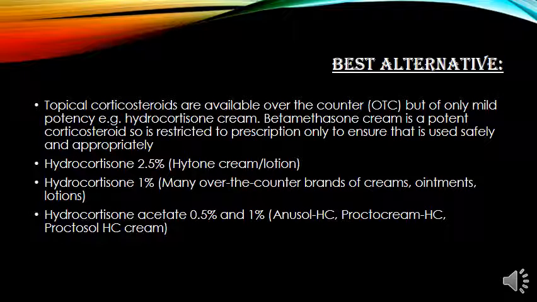Here I have mentioned two or three available preparations that we have for hydrocortisone cream. Hydrocortisone 2.5%, which is available in the form of cream and lotion. Hydrocortisone 1%, which is an over the counter brand of creams, ointment, lotion. Hydrocortisone acetate, which is available in the form of cream, 0.5% and 1%.